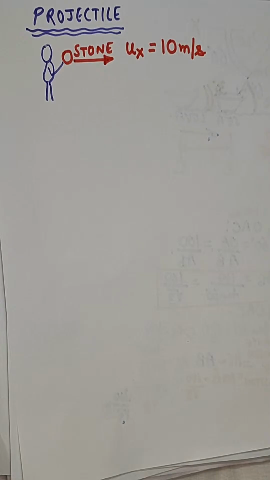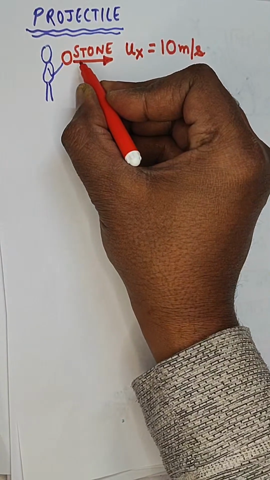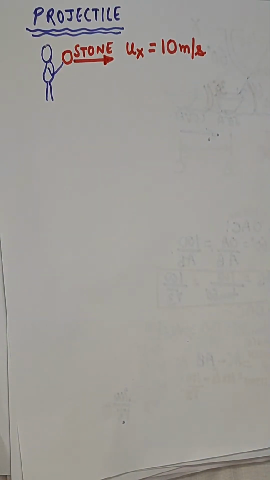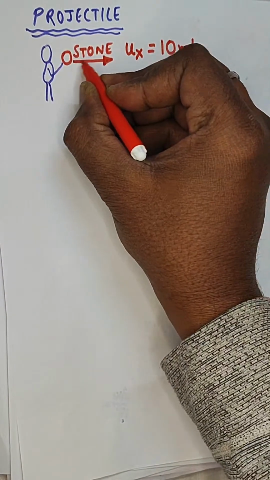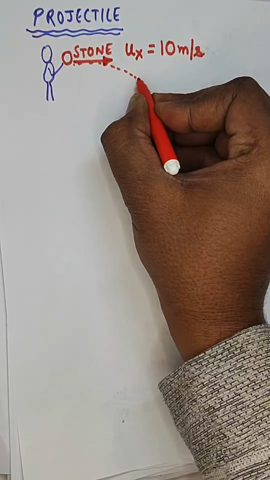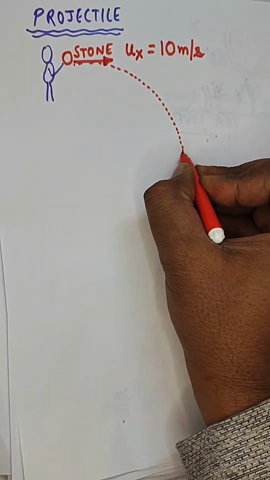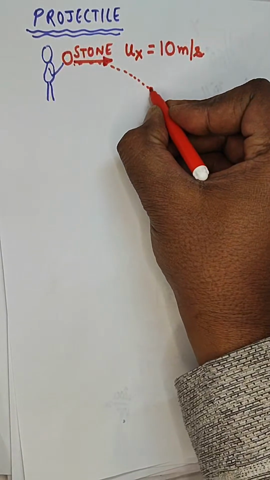Now, this will follow a certain trajectory. What is that trajectory? It is like this. Due to the gravitational pull, it is gradually coming down. The stone is thrown like this, but it will follow a trajectory, and due to the gravitational pull, it will be approaching towards the ground, right?